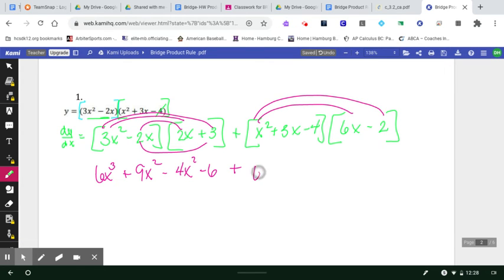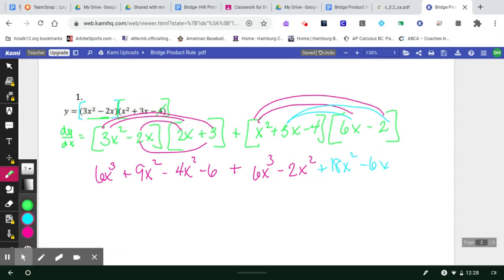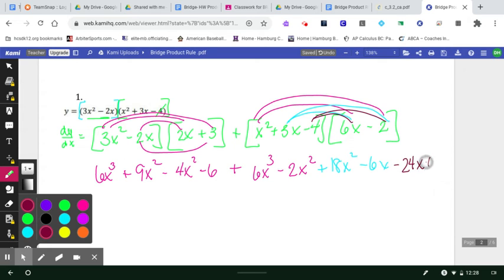So that's going to get me 6x cubed minus 2x squared. And then I'm going to distribute the next one through. So plus 18x squared minus 6x. And then I'll do the last one. It's going to be minus 24x plus 8.